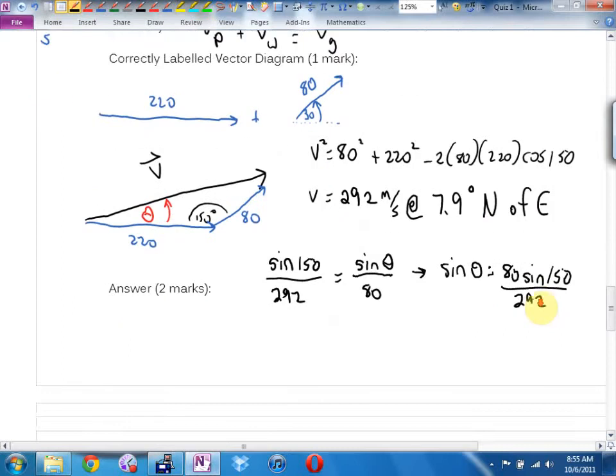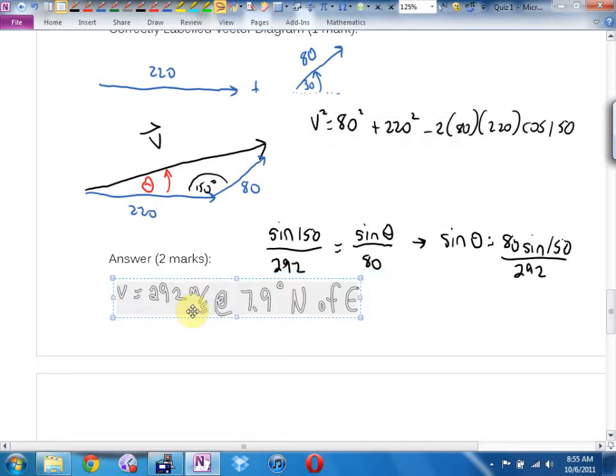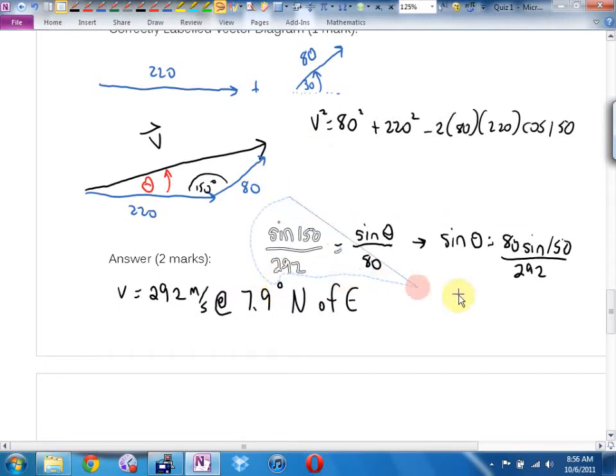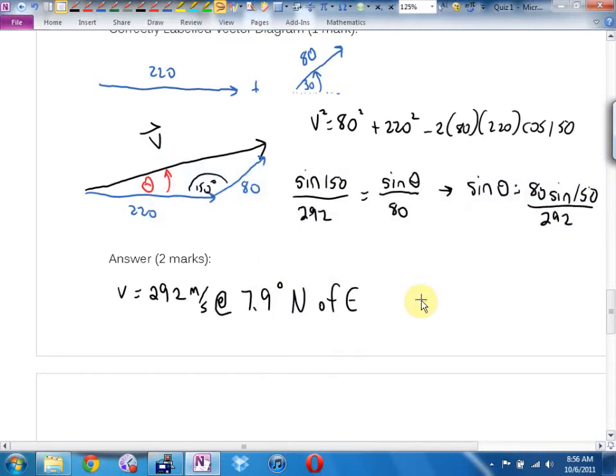I guess I have a spot for the answer, don't I? Why don't I move the answer right to where it says answer. Oh, try that again. Draw carefully. And let's move my work up a little bit. There. For 2 marks, 1 mark for the magnitude, half mark for the angle, half mark for the what of what. Oh, you could also get, what's 90 minus 7.9? 82.1 degrees east of north, if you drew your triangle with the 80 first and then the 220. Why you would, I don't know. Okay.